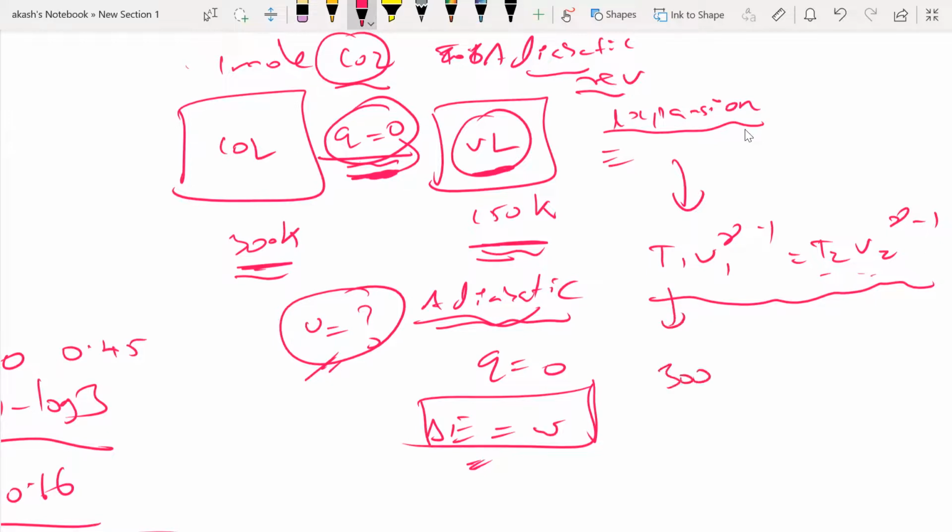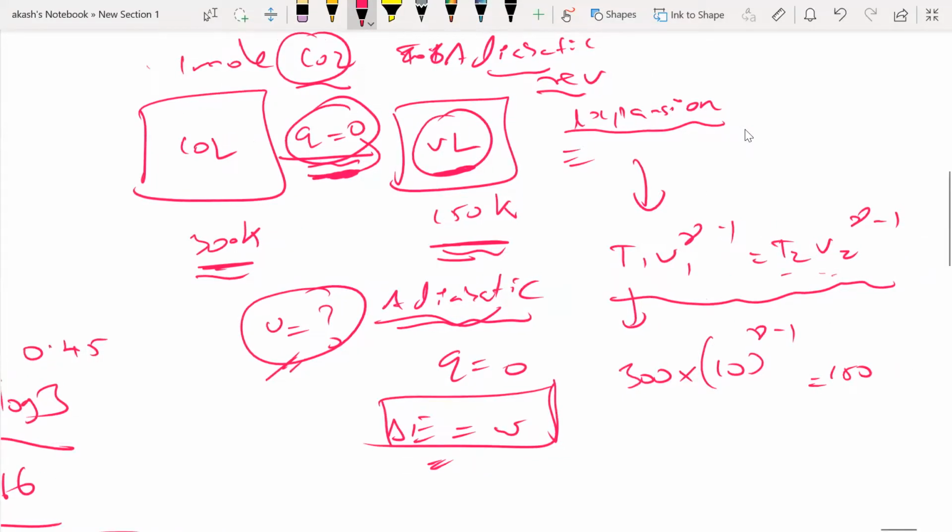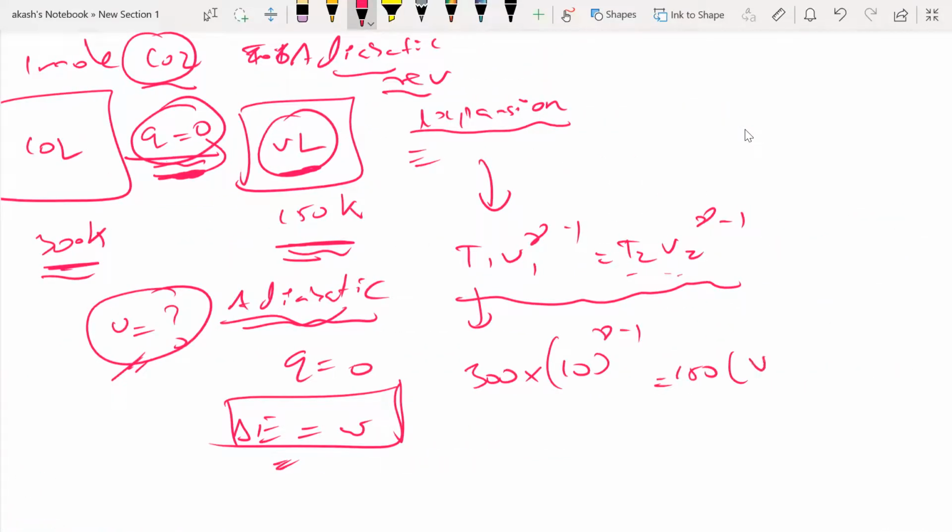Initial temperature was 300, the volume was 10 liters, power gamma minus 1, is equal to final temperature 150 Kelvin, and the final volume is V. That is what we have to find, power gamma minus 1. Now, how will you find gamma is another question, right? I know gamma minus 1 is nothing but R by CV. Hope you remember this. Gamma minus 1 is equal to R by CV. Just now we derived.